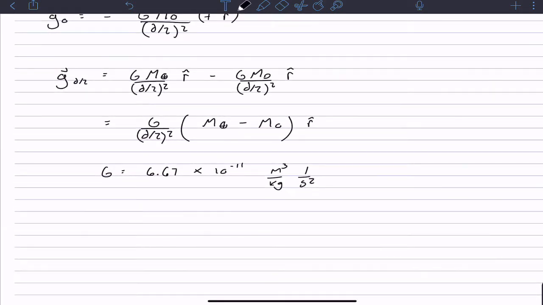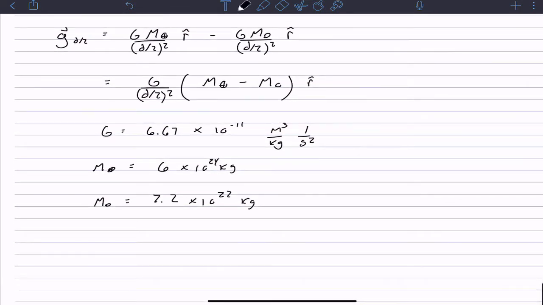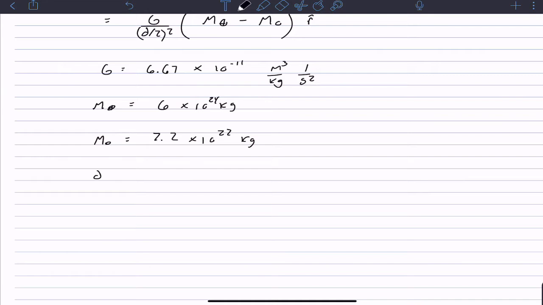And then, what do we have for the mass of the Earth? By the way, I just looked all of this up. This is all easily found on Google or in any physics textbook. We have 6 times 10 to the 24 kilograms. The mass of the Moon is going to be 7.2 times 10 to the 22 kilograms, so it's a couple of orders of magnitude less than the Earth. That makes sense. d, the distance between them, is roughly 3.84 times 10 to the 8 meters.